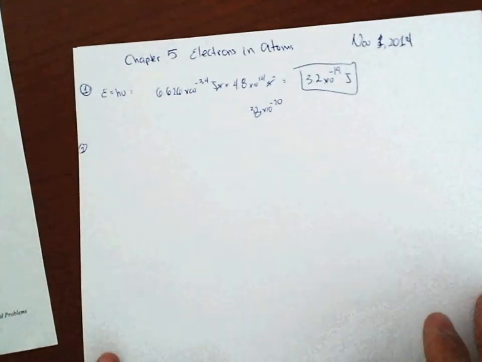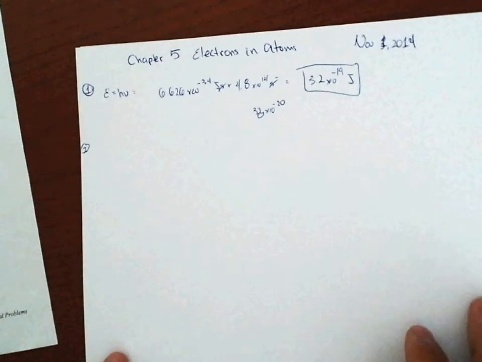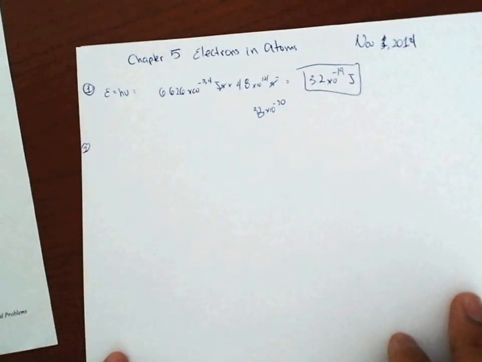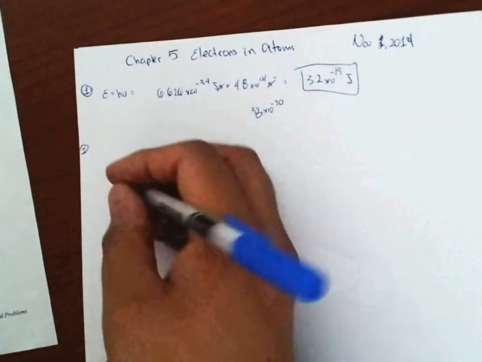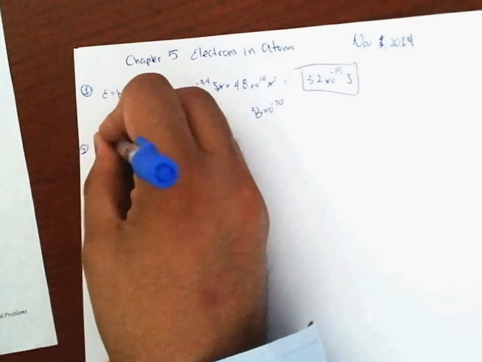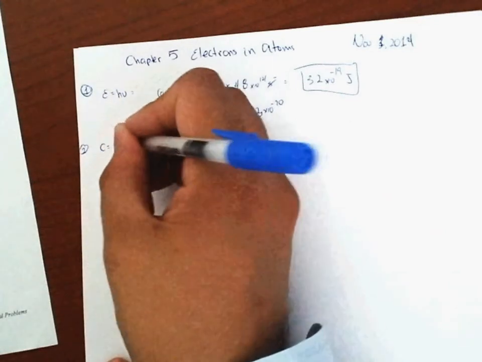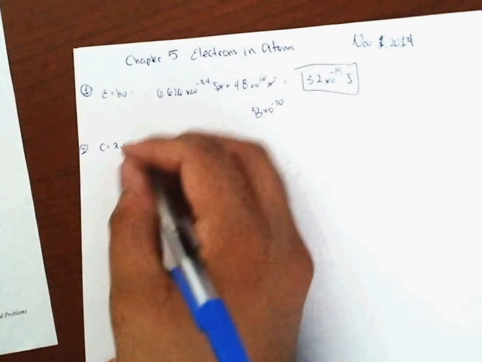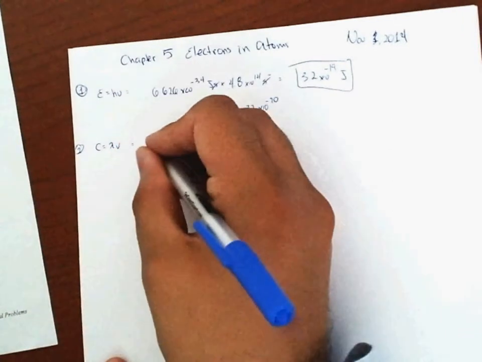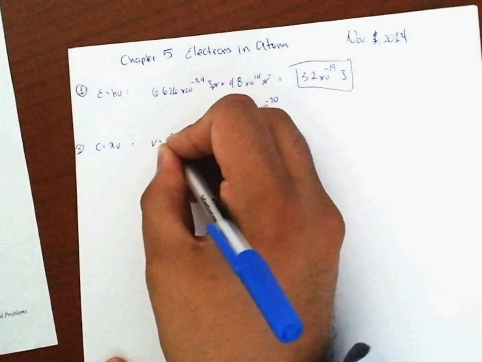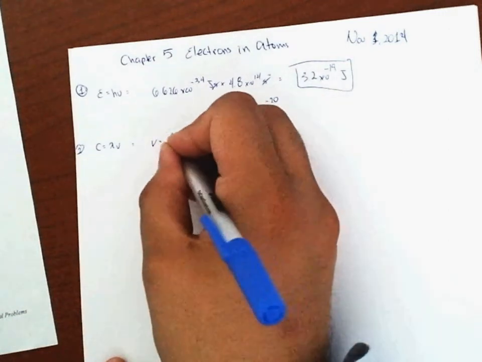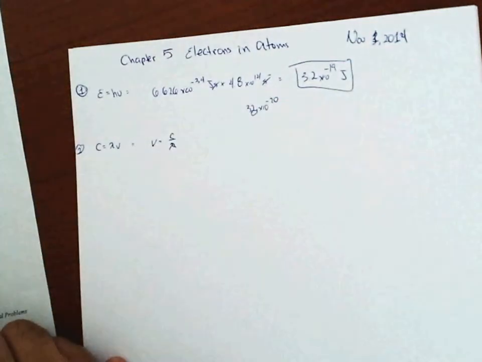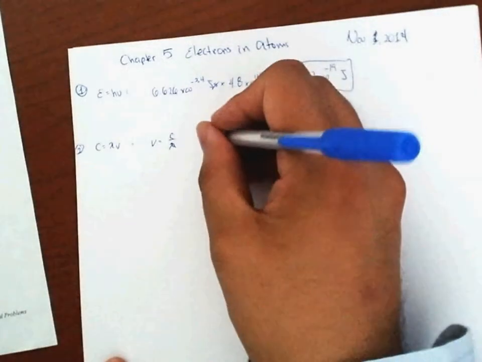Number 2 is asking which is greater, the energy of one photon of orange light or the energy of one quantum of radiation having the wavelength of 3.36 times 10 to the negative 9 meters. So I'm going to get my equation, c is equal to lambda v. I'm going to rearrange it to give me frequency. So v is equal to c divided by lambda, just wavelength. So then I'm going to plug it in.